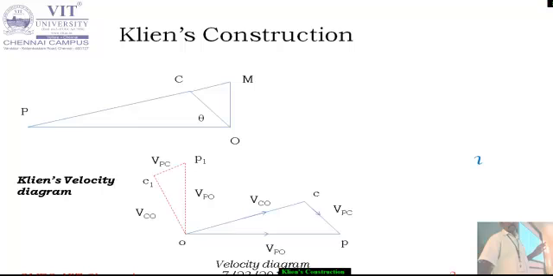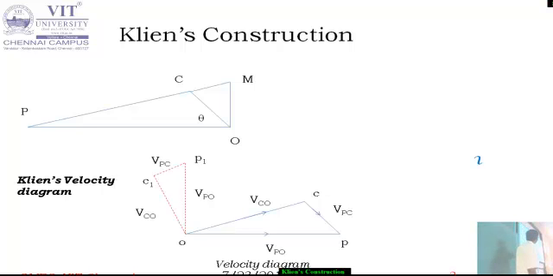So ignore this acceleration diagram. Okay. So OC1 divided by OC, where OC1 is from the velocity polygon and OC is from the space diagram, and OP1 divided by OM, C1P1 divided by CM should be equal to a constant. That constant may be equal to the angular velocity of the crank. So that should be equal to omega. Okay.